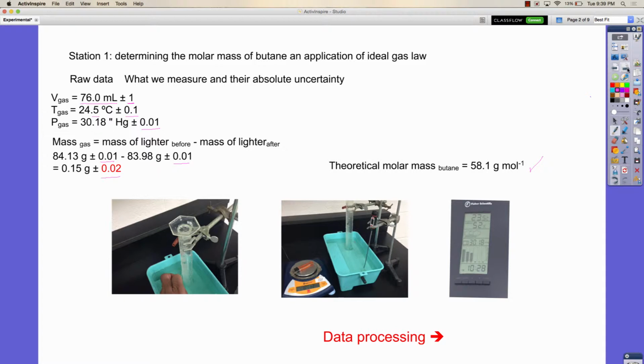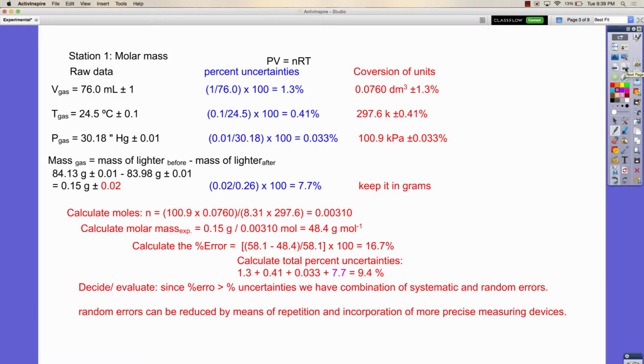Now let's just crunch some numbers. First, for each absolute uncertainty, I'm going to convert it to relative or percent uncertainty. We take the absolute uncertainty, divide it by the number, times 100, and you see this is what I did for the volume. Same thing I do for the thermometer reading in Celsius. I do the same thing for inches of mercury for the barometer, and I do the same thing for the balance, for the grams.